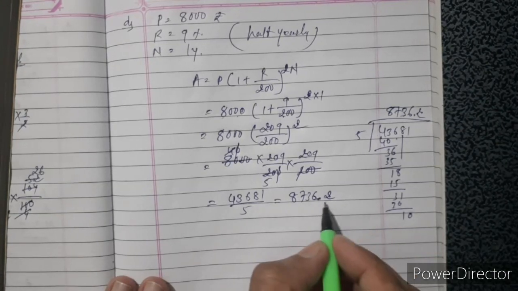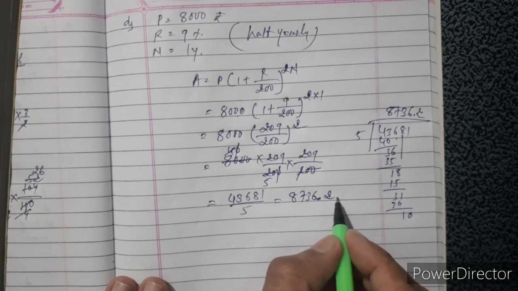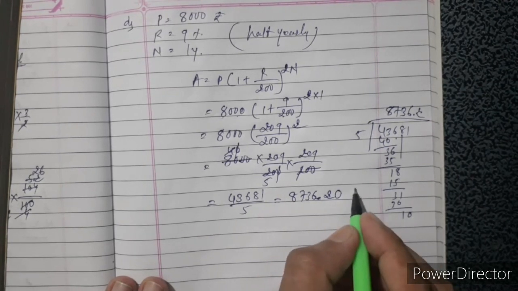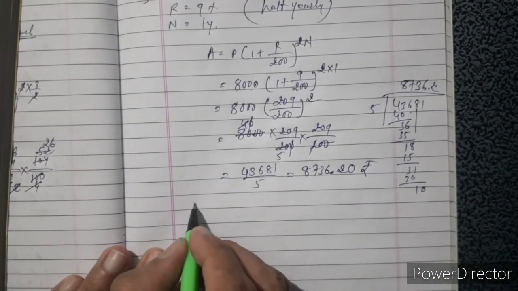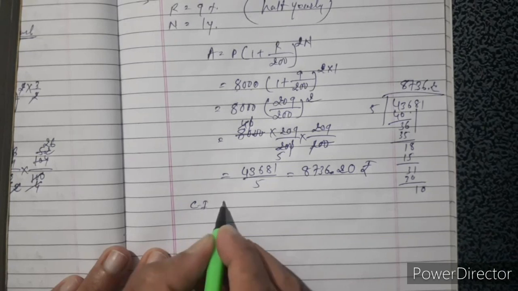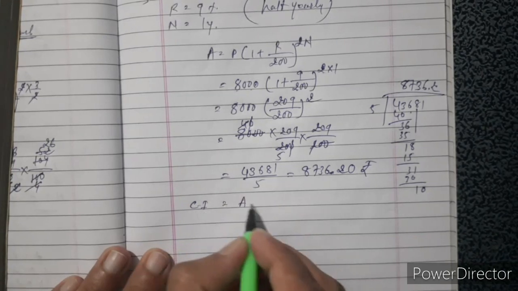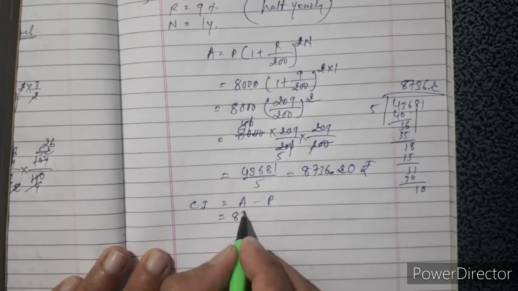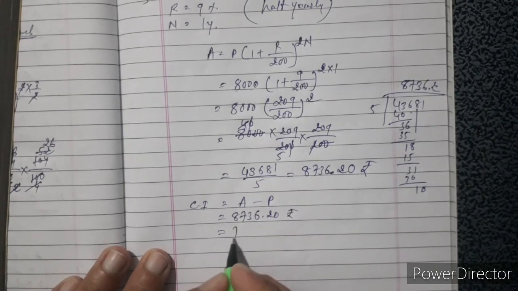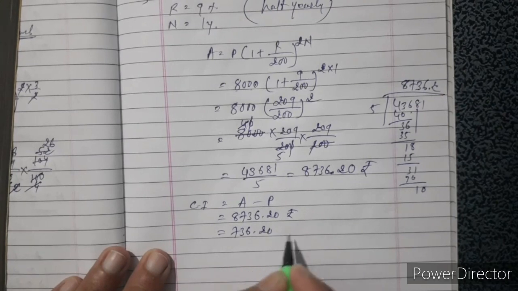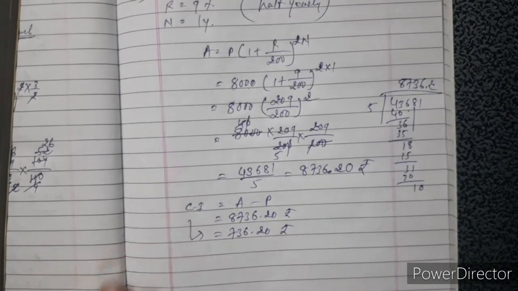And here rupees is there. Rupees means 100 paisa. So we need 2 digits. In 100, 2 zeros are there. So we need 2 digits. So here write down 0 here. Okay, rupees. So CI equal to, means compound interest equal to A minus P, that is 8736.20 rupees minus 8000, that is 736.20 rupees. That is your compound interest.